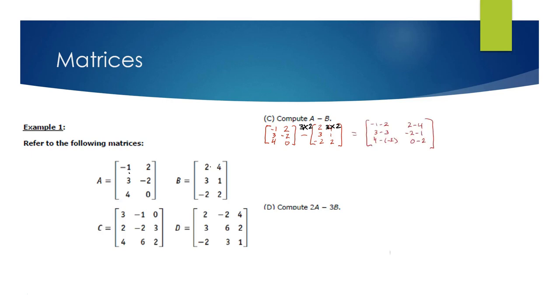then I'm going to have -1 minus 2, 3 minus 3, 4 minus -2 in the first column, 2 minus 4, -2 minus 1, 0 minus 2 in the second column. And if I simplify all those, this is the matrix I get.